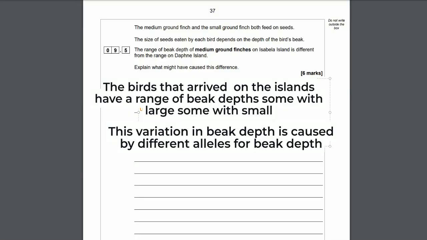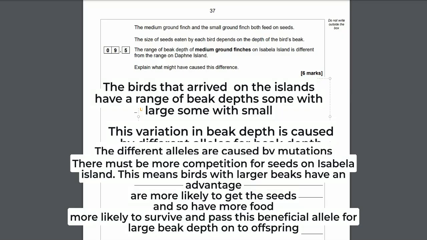The variation in beak depth is really caused by the fact that the birds have different alleles for beak depth, i.e., some might be for long beaks and some might be for small beaks. So this variation in beak depth is being caused by different alleles. Where do we get different alleles from? They're caused by mutations in genes. That's how new alleles arise.